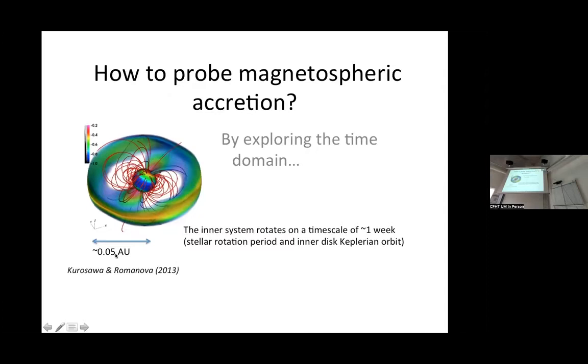Well, again, at this scale, we cannot have direct images of this process. So what we exploit is the time domain, because the star rotates with a rotation period of about 1 week.